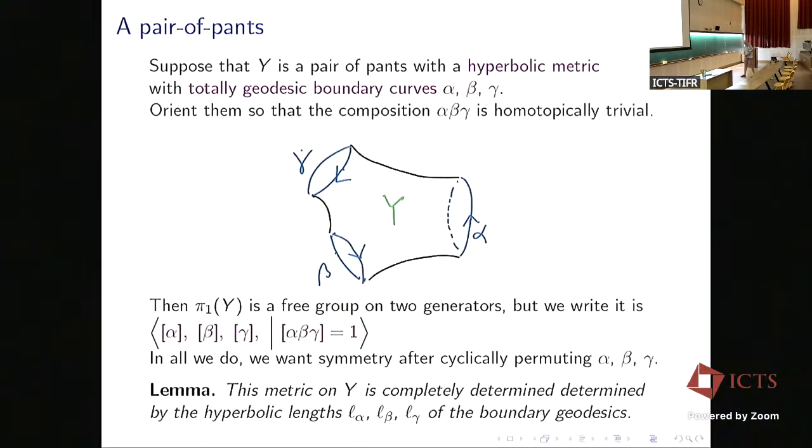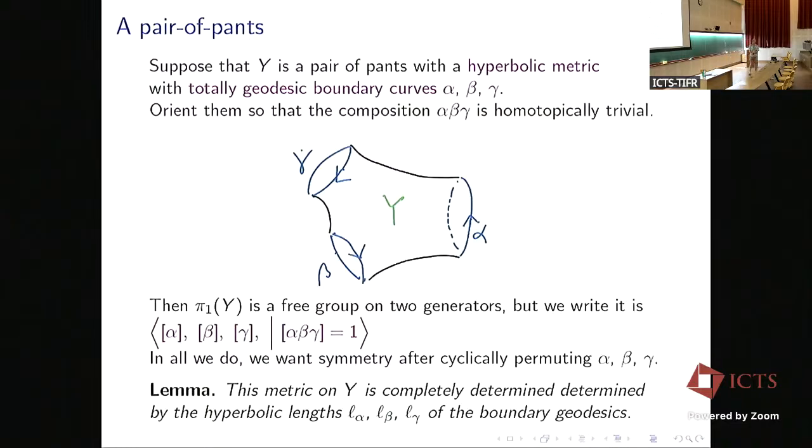So let's now think about a pair of pants. I'm going to use these like Lego blocks to build up my surface. And so we need to think about what's going to happen on this pair of pants. We're supposed to have a hyperbolic metric on there. Whenever I have my surface, whether it be the surface of genus g or my pair of pants, I'm going to be thinking of it as a topological entity.